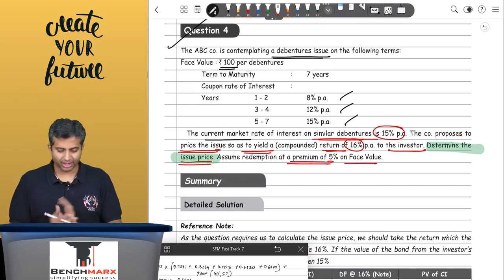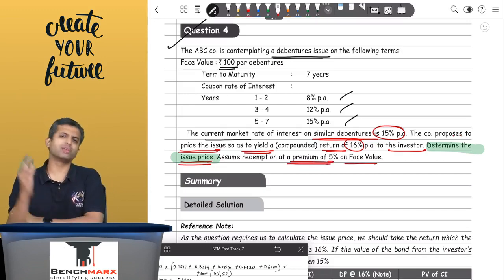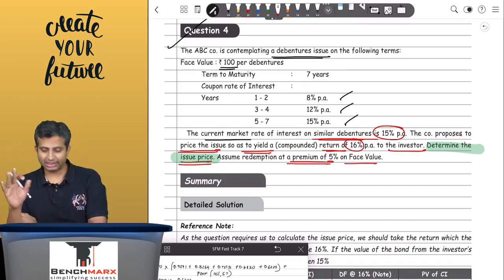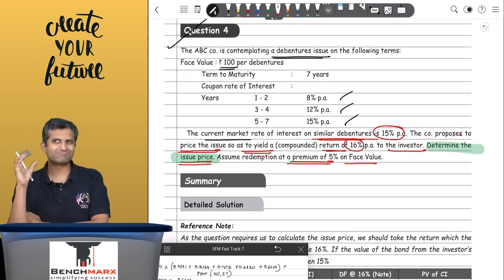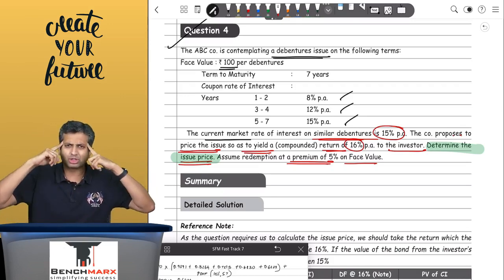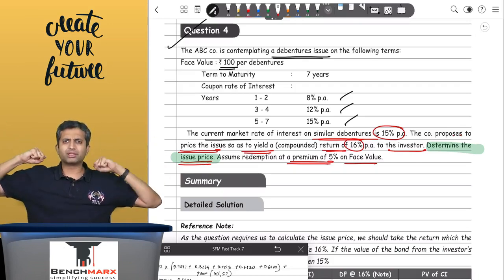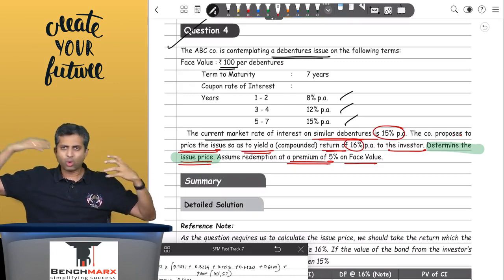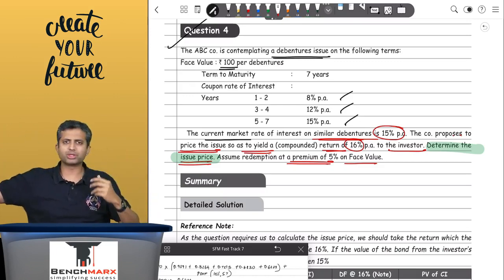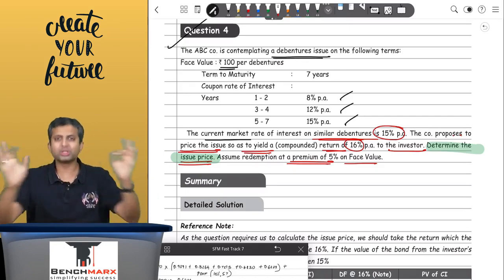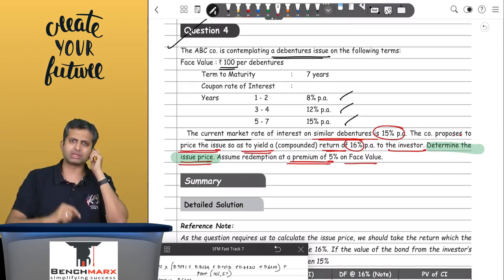Now this is where you might potentially make a mistake. If you want to think at this stage, pause the video, think on your own. This is how thinking process develops. Pause the video, think on your own, figure out how do you give effect to these different coupons, what is the redemption value, what should be the discount rate, consider everything and then resume.